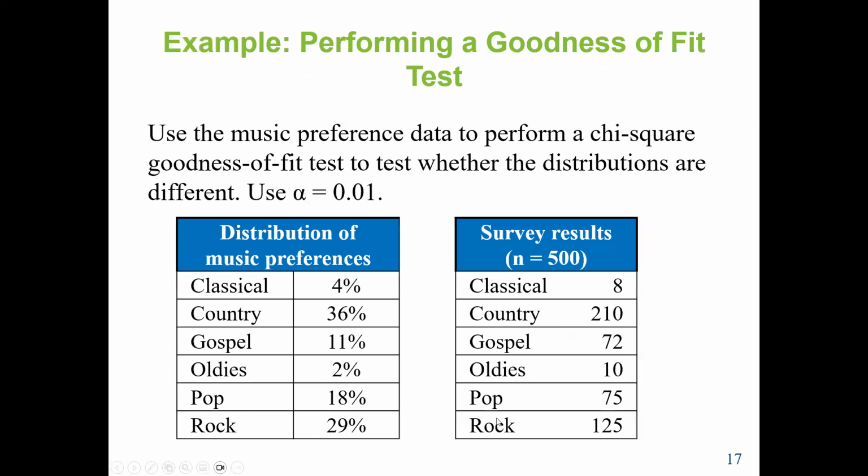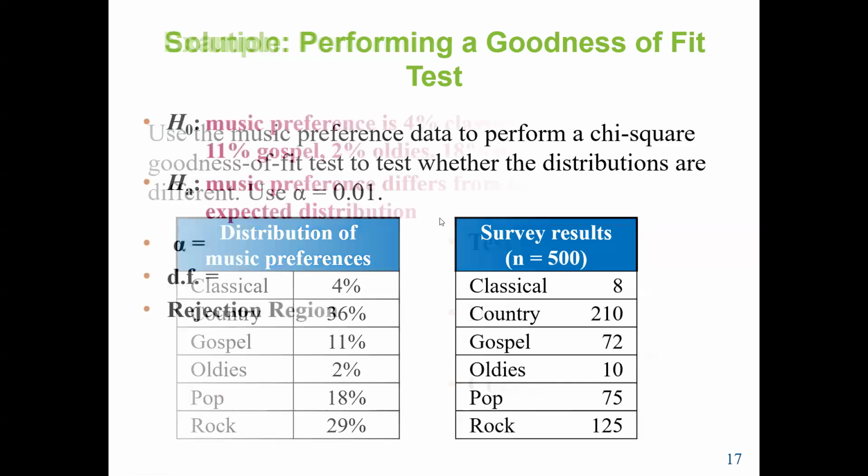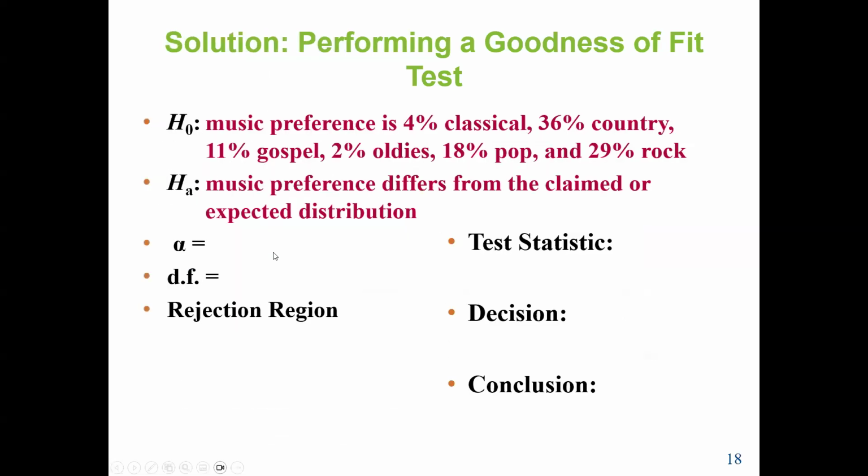So we are using the same example. Remember, we have 6 different categories of songs. We also collected a survey with a sample size of 500. And we were able to find the expected values. And based on the sample in each category, we were able to find the observed frequencies also. Now here they say we should use alpha equal to 0.01. So the level of significance will be only 1%. So now let's follow the steps to solve the problem.